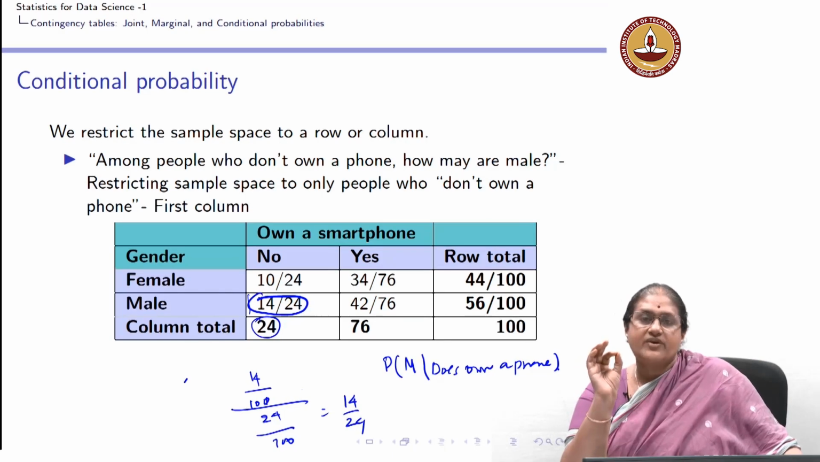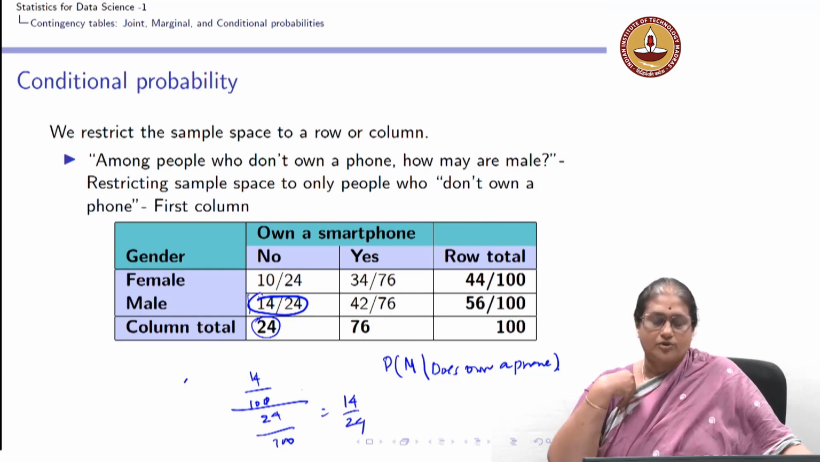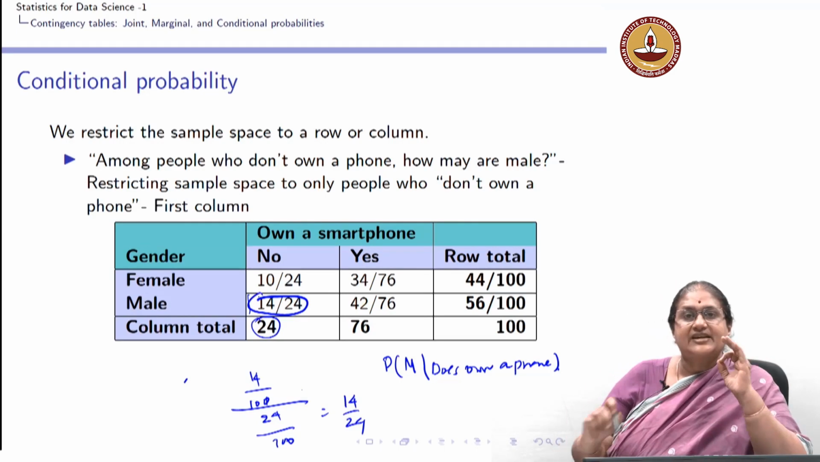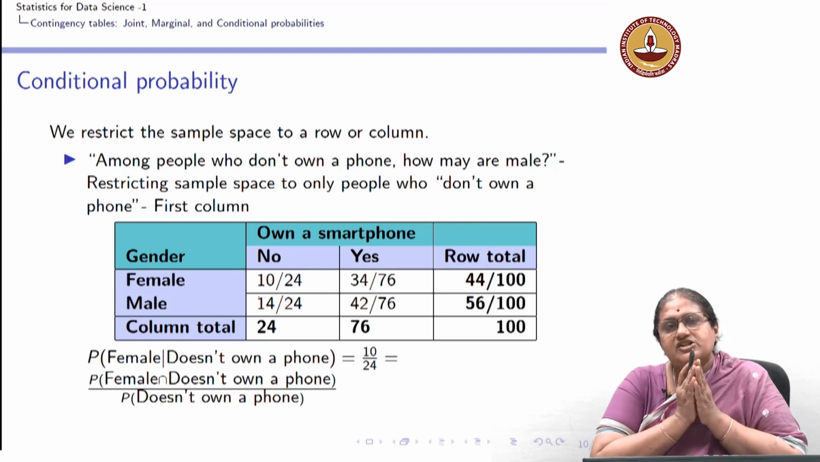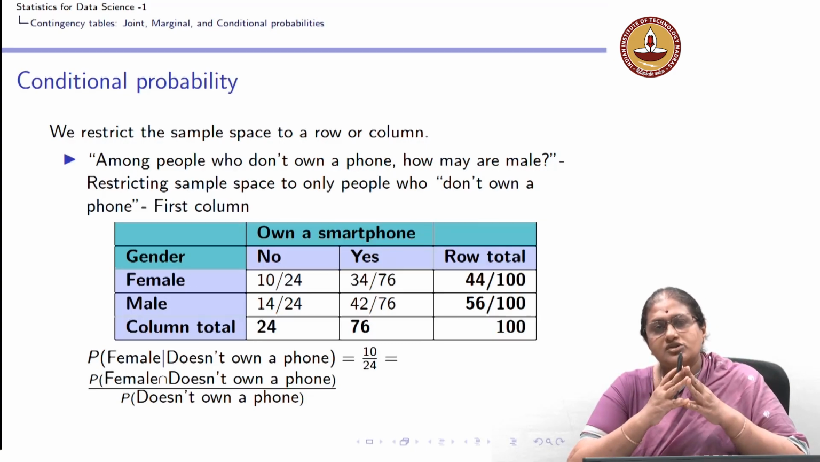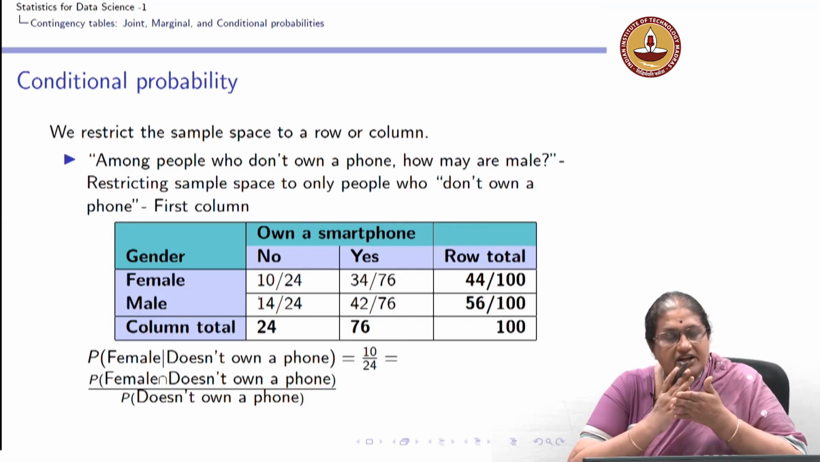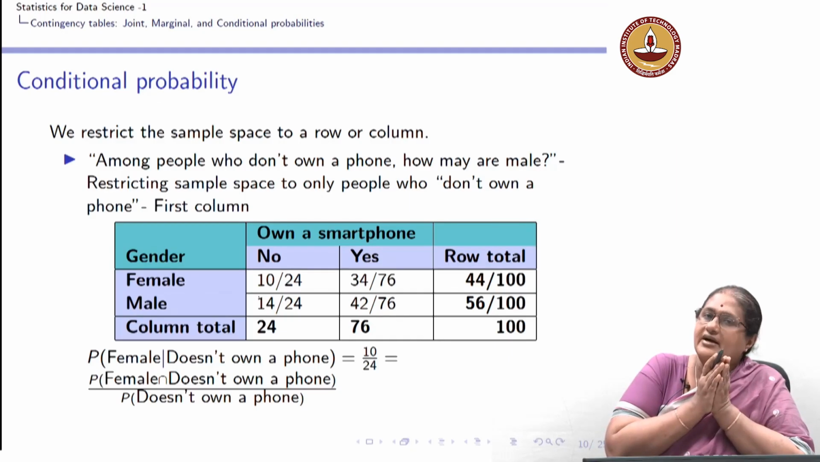In other words, when we are talking about conditional probability, we are actually restricting our sample space to include all those events conditioned on the event that has occurred.